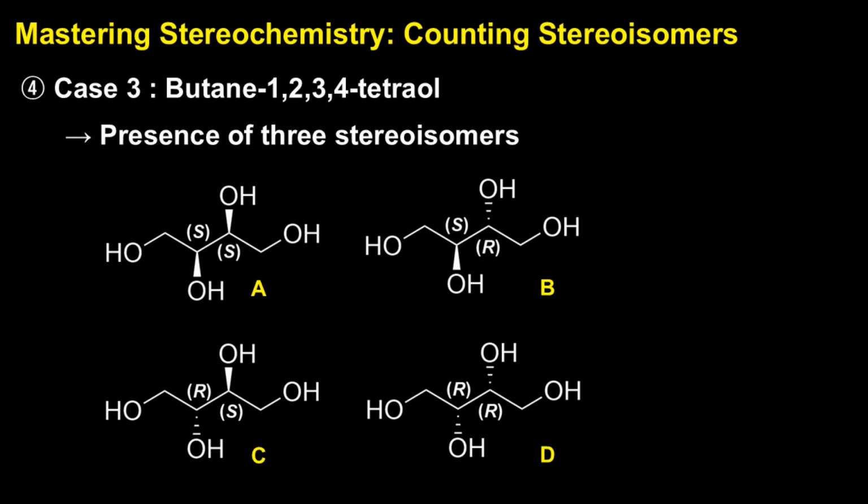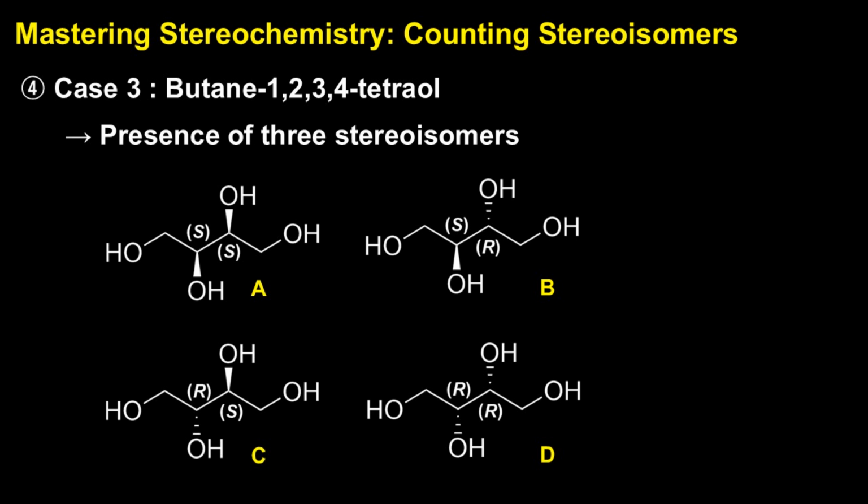Now, let's take a look at butane-1,2,3,4-tetrol, another molecule with 2 chiral centers. If we just go by the formula, 2 to the 2 should give us 4 stereoisomers. But when we actually draw them out, we see something unexpected. We don't get 4 distinct stereoisomers. Instead, we only end up with 3. So what's going on here? The answer lies in internal symmetry.